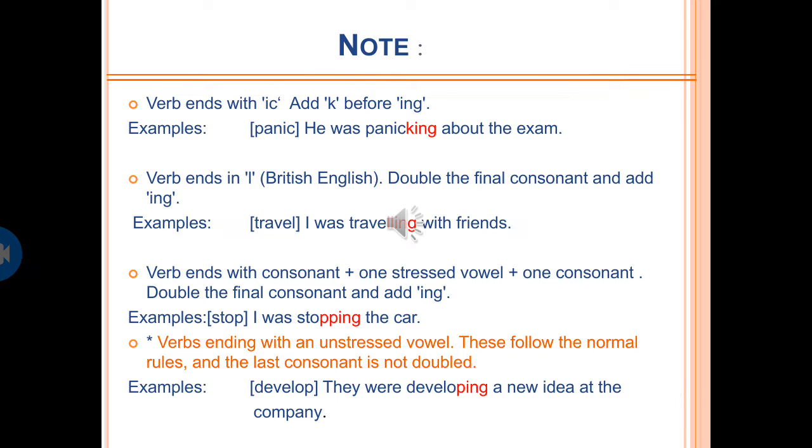Note, a verb which ends with ic, we add the k before the ing. For example, panic. He was panicking about the exam. A verb which ends in l in British English, we double the final consonant and add ing. For example, travel. I was travelling with friends. A verb which ends with consonant plus one stressed vowel and one consonant, we double the final consonant and add ing. For example, stop. I was stopping the car. Verbs ending with an unstressed vowel follow the normal rules, and the last consonant is not doubled. For example, develop. They were developing a new idea at the company.